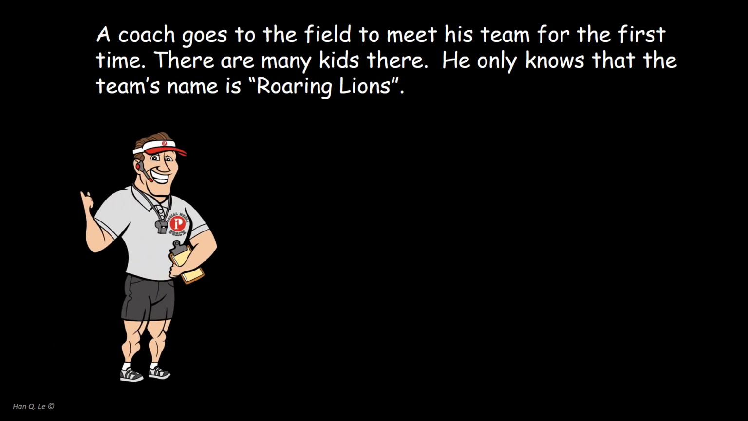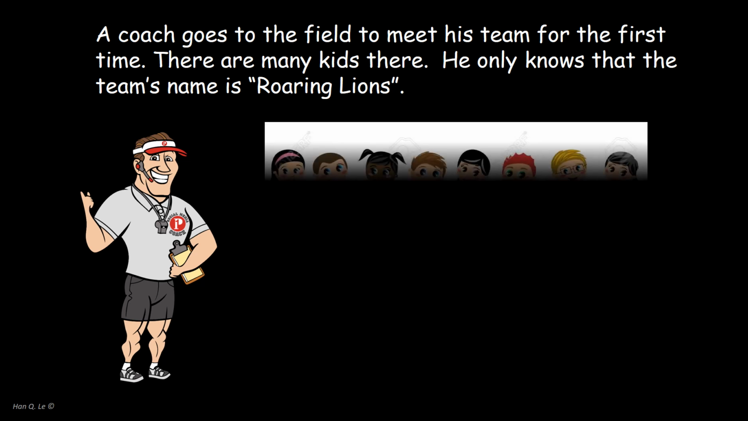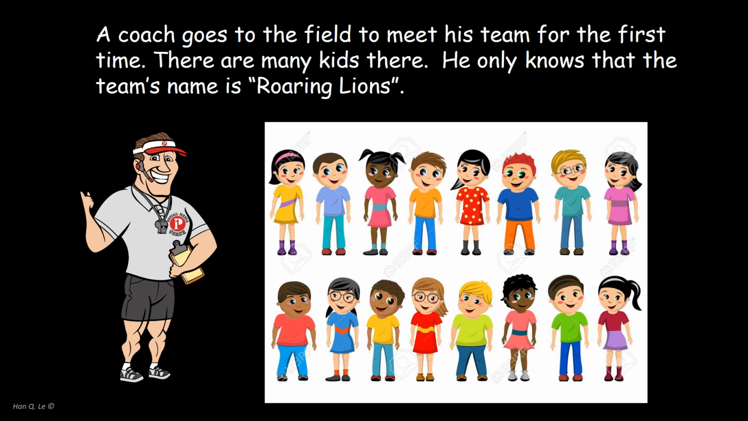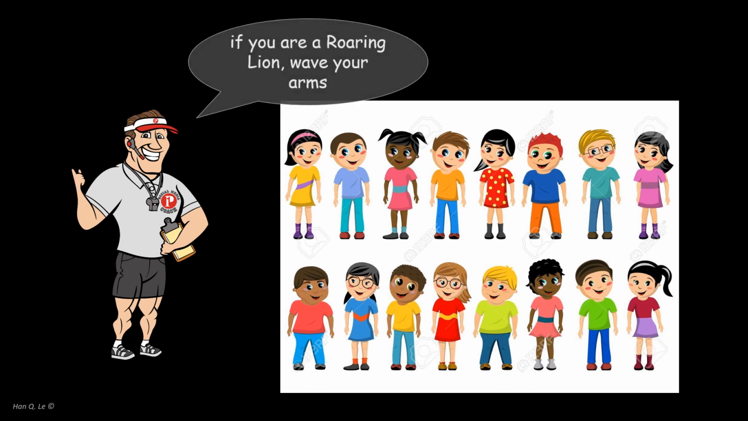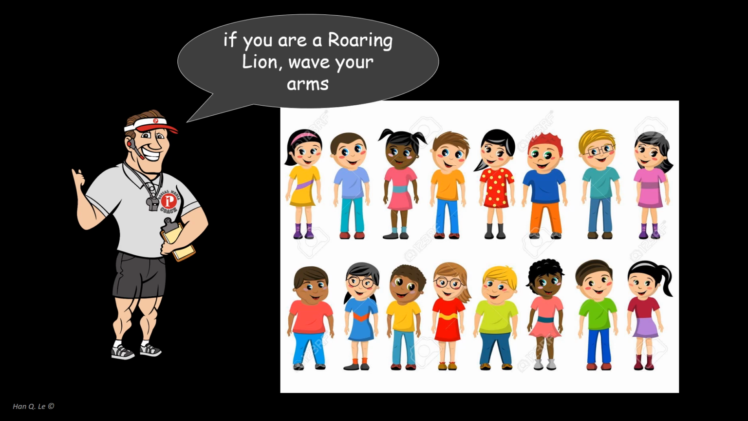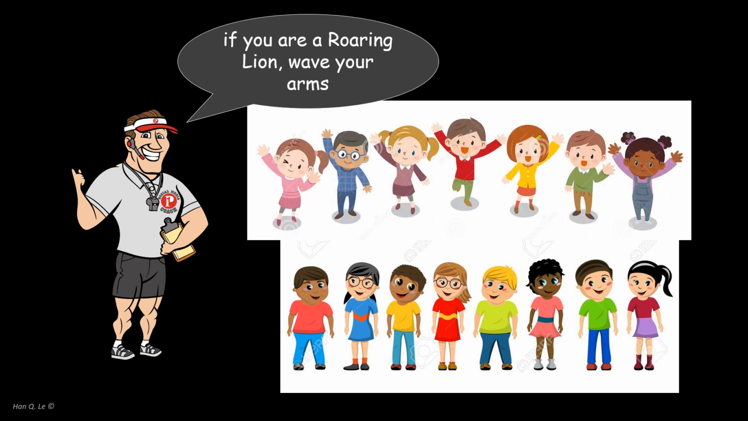Consider this analogy. A new coach goes to the field to meet his team for the first time. There are many kids there. He only knows the team's name is Roaring Lions. "If you are a roaring lion, wave your arms," he tells the kids. A number of the kids do, and he knows who is on his team.